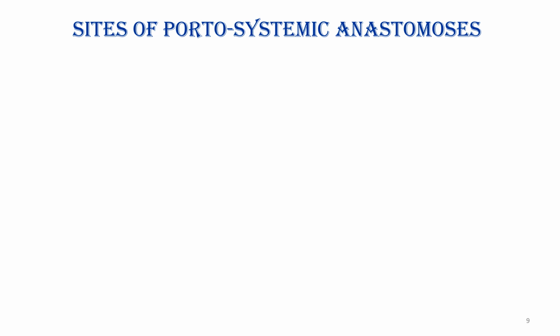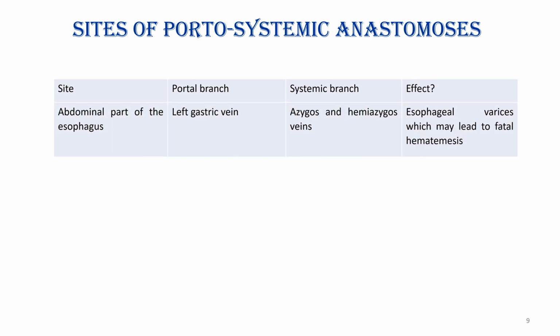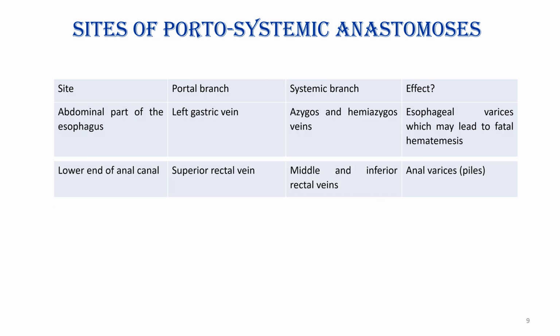Now, the sites of portosystemic anastomosis, which we talk about. The first site is the abdominal part of the esophagus, where the left gastric vein will be anastomosing as a portal branch with the azygos and the hemiazygos veins. These are the systemic. The effect is the development of esophageal varices, which may lead to fatal hematemesis in many cases. The second site is the lower end of the anal canal, which is between the superior rectal vein representing the portal part, and the middle and the inferior rectal veins representing the systemic part. The effect will be anal varices or piles, enlargement of the veins at the anal orifice.